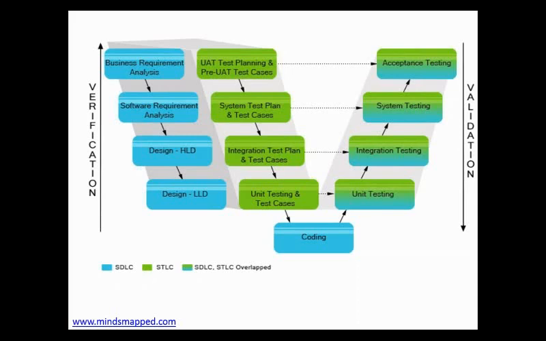In the verification side, the software development life cycle comes into the picture. The first thing is business requirement analysis. Business requirement is nothing but what exactly we need to create. It will have the design document, flow chart, all those things, so the business requirement itself will have multiple documents. Business requirement analysis is analyzing the software business, what exactly we want to do for that software. Then after that, software requirement analysis.